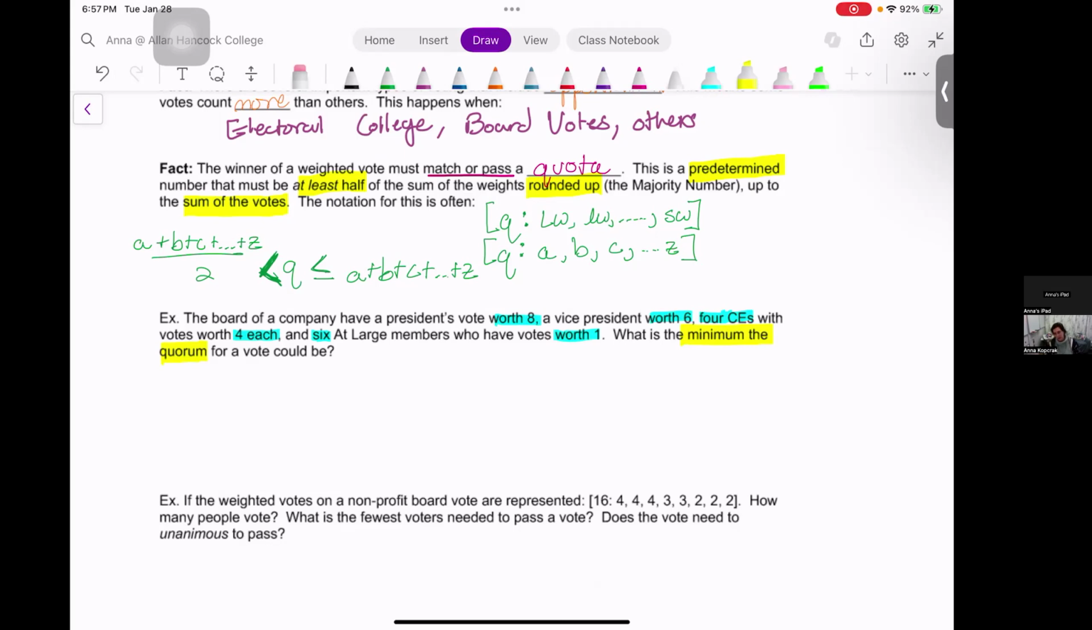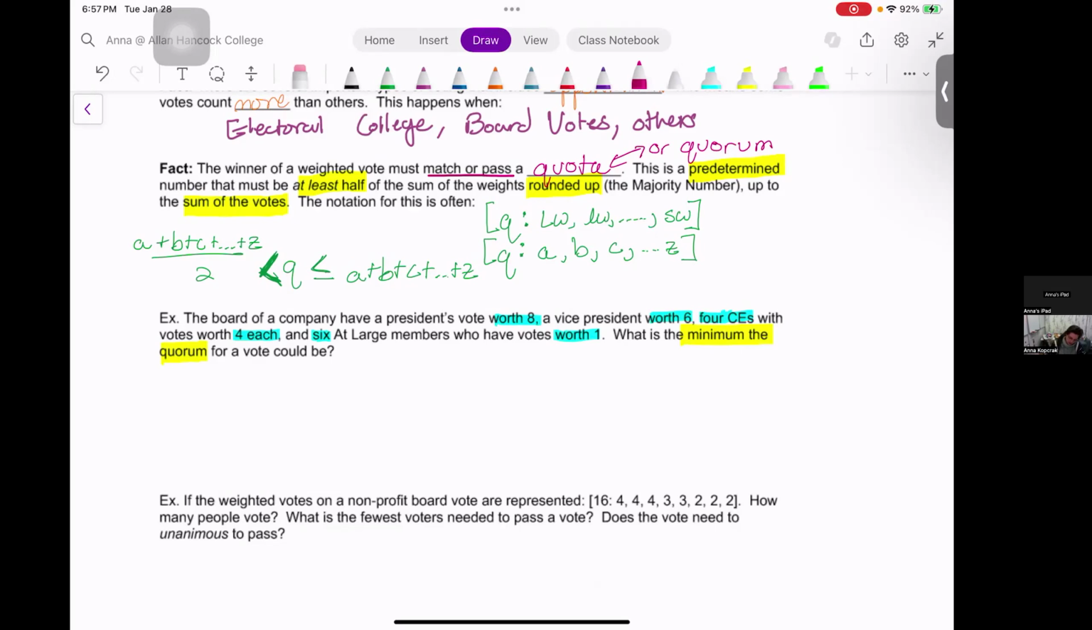Okay. I should have mentioned that quota and quorum are the same thing. Quota and quorum. Okay. Minimum quorum. In fact, I'm going to go ahead and put that right up here, quota or quorum. There we go, just so we know both. Both are the same thing. Okay. So we're wondering what the minimum can be.